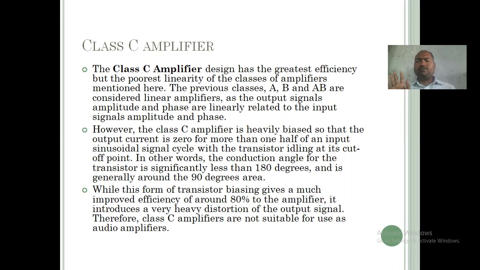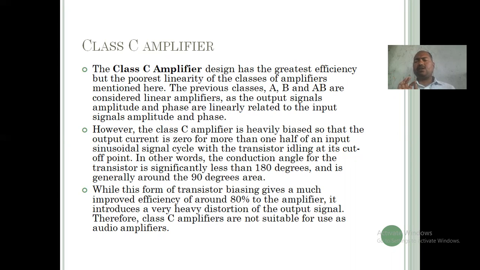The reason behind it is that because we apply the bias voltage, whatever signal we apply should not come across your output, because some part is lost. While this form of transistor biasing gives a much improved efficiency, it is also not applied for voice. But there are many applications where we have to use this type of configuration.